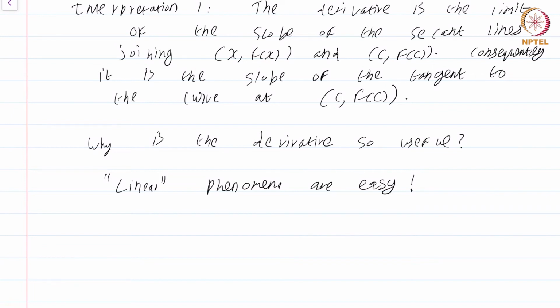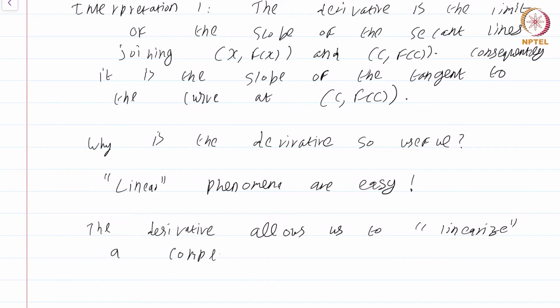The derivative allows us to linearize a complicated function. In fact, when you study derivatives in higher dimensions, it's very common to call the derivative the linearization. Many authors do call it the linearization. What do I mean by the derivative allows us to linearize a complicated function?